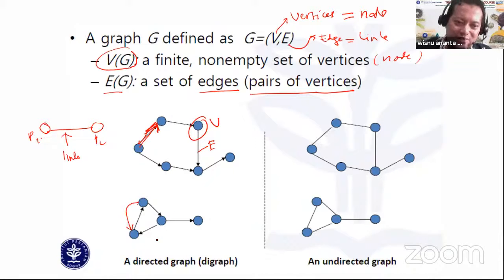Direction, for example, this is P1 and P2. If this is a directed graph, there is no meaning for a link from P2 to P1, because the meaning already starts from P1 to P2. But if the graph is undirected, like a protein-protein interaction here, we just draw the graph like this.